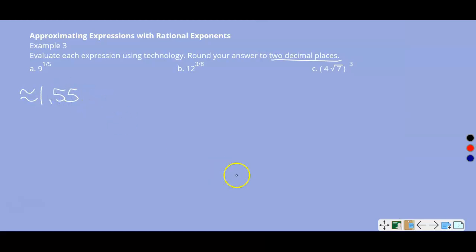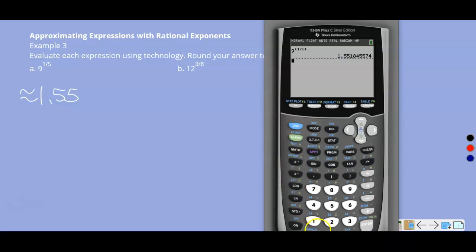1.55. B part says 12 to the 3/8, so I've got 12 raised to 3 divided by 8 is my 3/8 power, and hit enter. This is 2.539. The 9 is greater than 5, so that means this 3 goes up to a 4. So about 2.54.